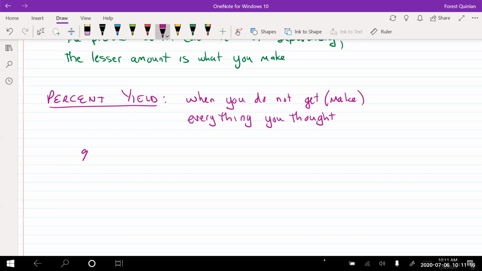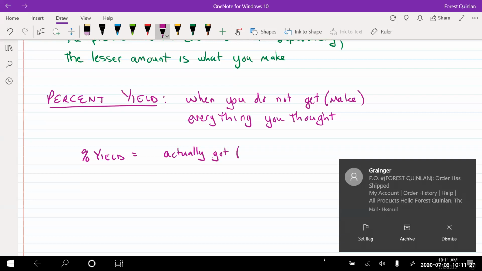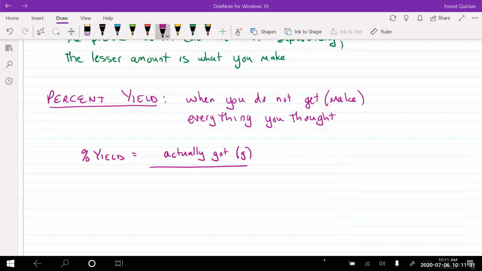So percent yield is equal to what you actually got, of course, this is in grams, over your theoretical amount, also in grams, because percents are unitless. And of course, times your 100%.